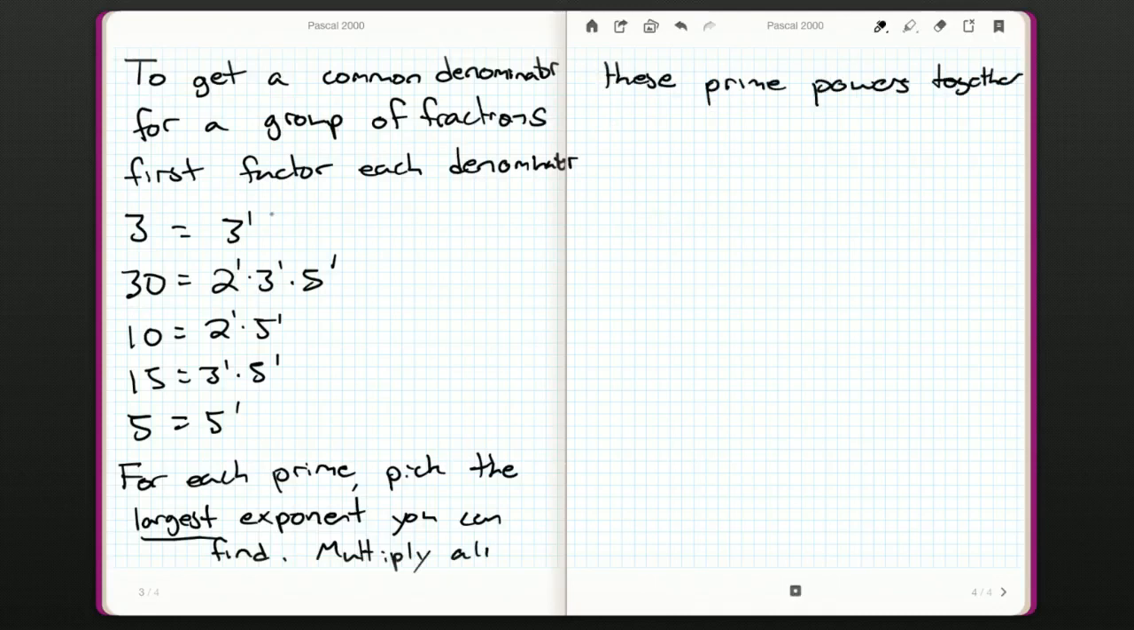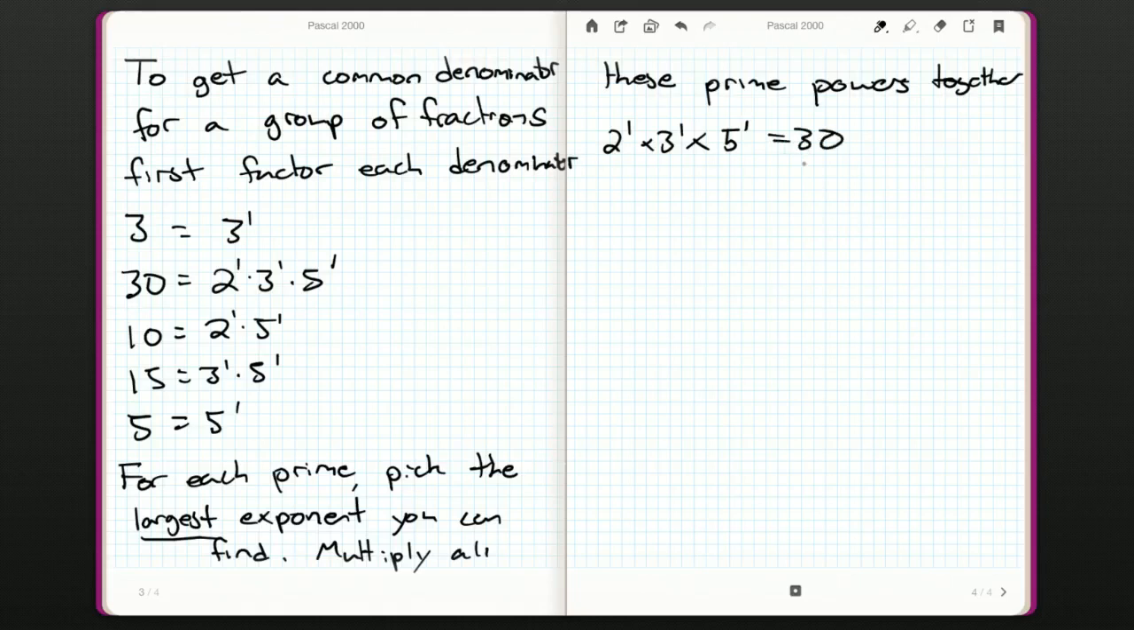So I see 2s, I see 3s, I see 5s, and the largest exponent for each of them is 1. So my common denominator is going to be 2 to the power of 1 times 3 to the power of 1 times 5 to the power of 1. And hey, look at that, it's 30.